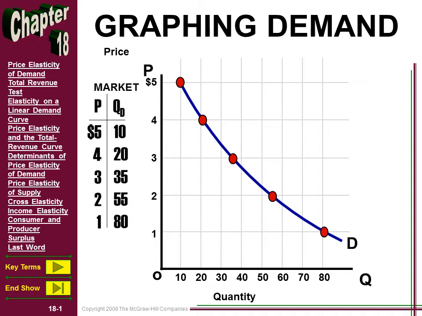In other words, if price goes down by a certain amount, do buyers tend to buy a bunch more or just a little bit more? And if price goes up a bunch, if price goes up some, do buyers tend to react quite responsive or not all that much? So elasticity is simply a measure of how responsive are buyers to changes in price.